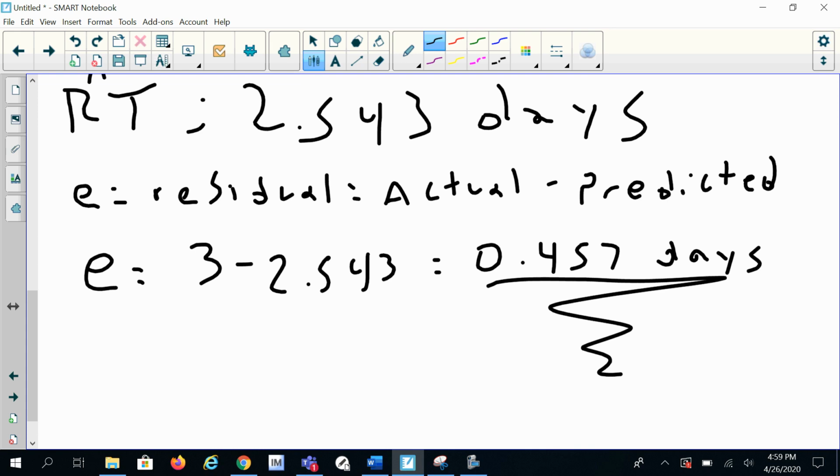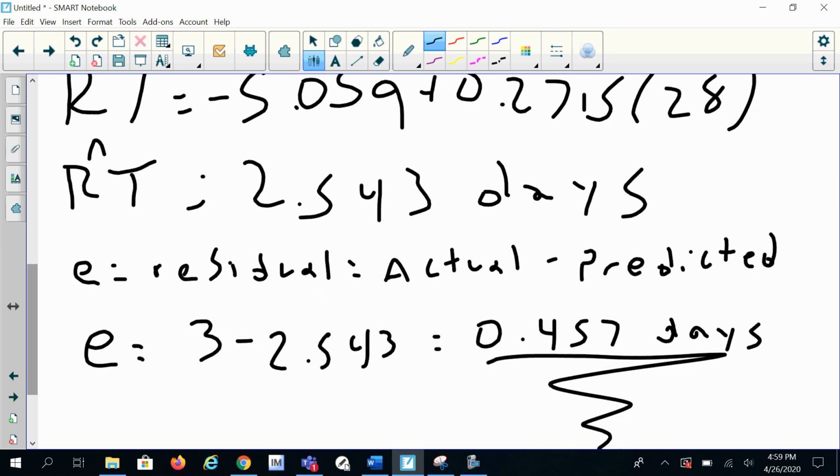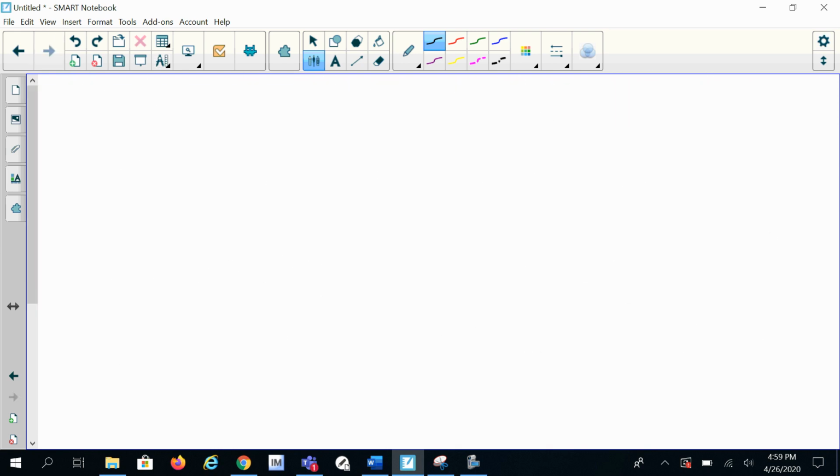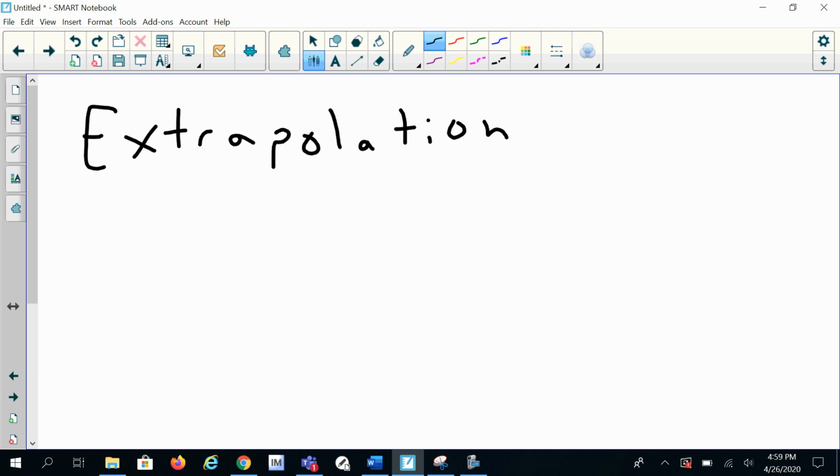Now, there's one more idea here. Okay, we talked about finding the LSRL. We talked about reading computer output. We talked about calculating residuals. There's one other thing I didn't mention in the beginning, but I thought about and that I think you need to know, and that is the idea of extrapolation. Extrapolation is very bad. People do it all the time.